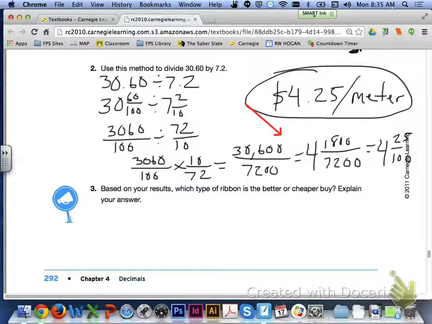Finally, I take my improper fraction and convert it back into a mixed number. In simplest form, my mixed number is 4 and 25 hundredths, which I can turn back into decimal form. It would be $4.25 per meter.